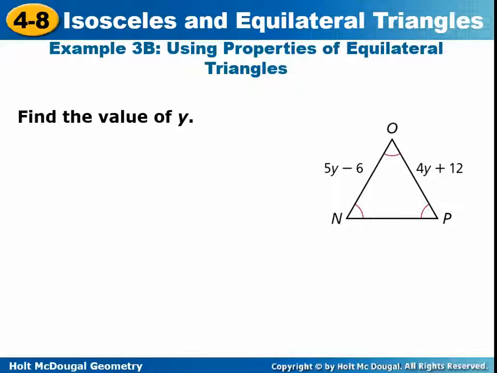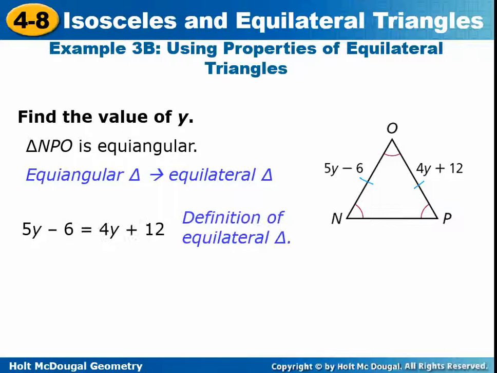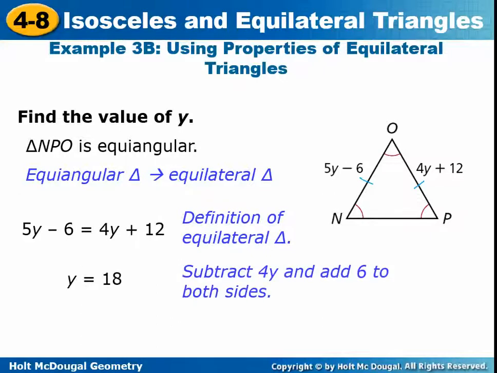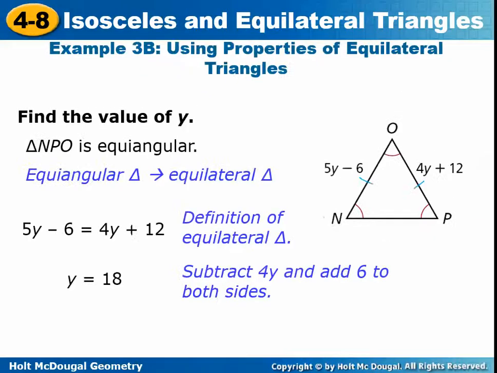Okay, here's one where you're going to find missing side lengths. How can we do this? We can do this by the corollary that says that if it's equiangular, it's also equilateral. So we know that 5y minus 6 is going to be equal to 4y plus 12. And then you can solve for y and find your missing y.